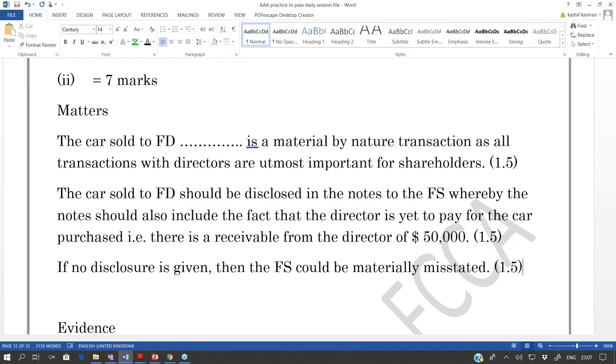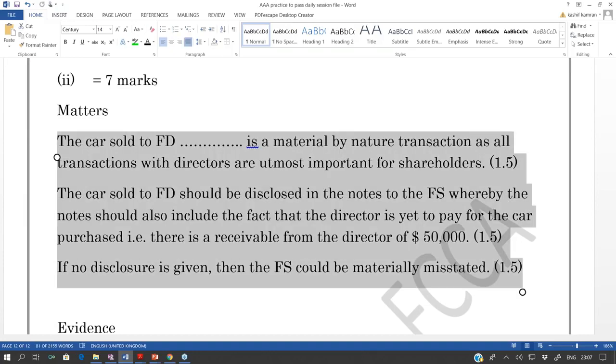So whenever you get a related party transaction, you are not concerned about the values, because related party transactions are material by nature, not material by amount. So whatever is the amount, we are not concerned about it. We are only concerned about the related party transaction, which is material by nature. So have we got our 4.5 marks?